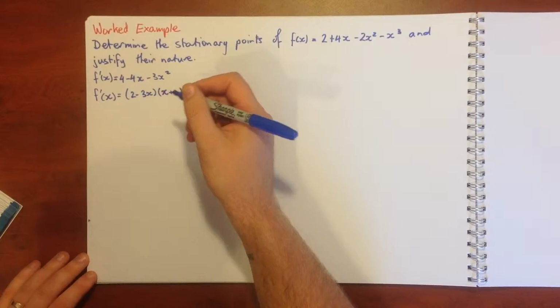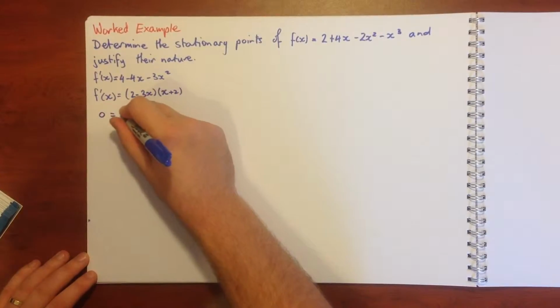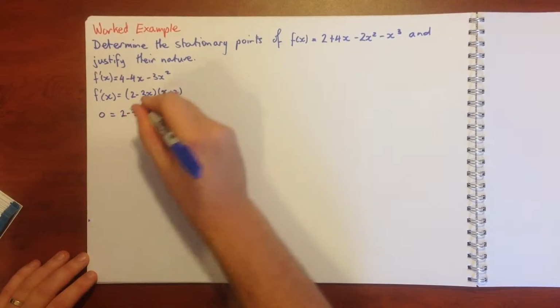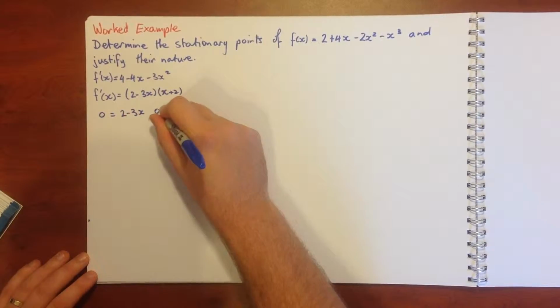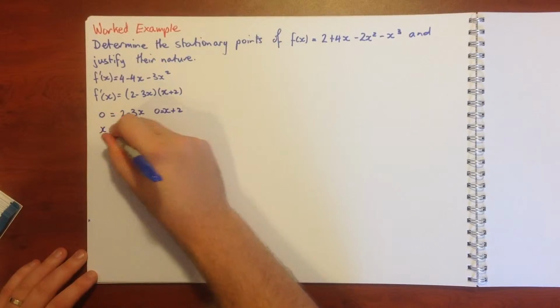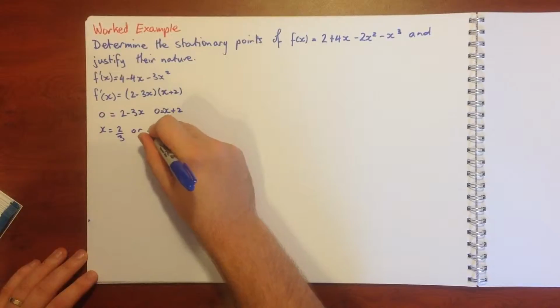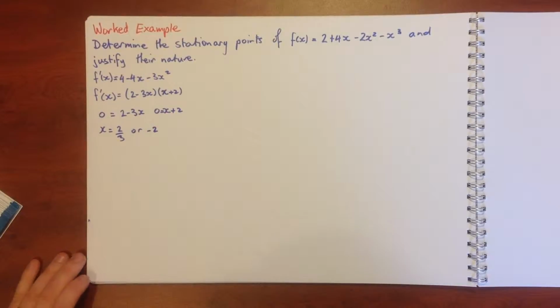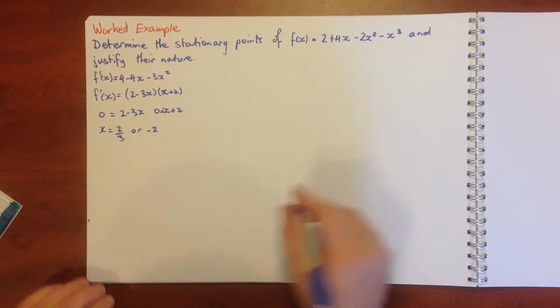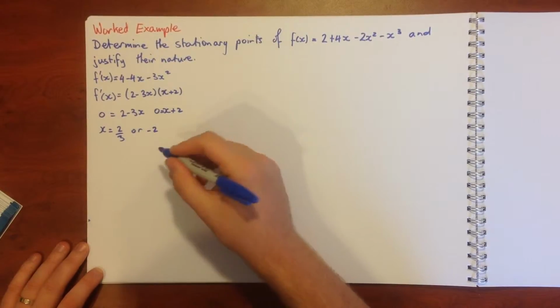So we can use our null factor law and say it's going to equal 0 for 2 take 3x, or 0 for x plus 2. So x is going to equal 2 on 3, or minus 2. We've got our values there. So what we do is we make what we call a gradient table. We put in the values that we know.